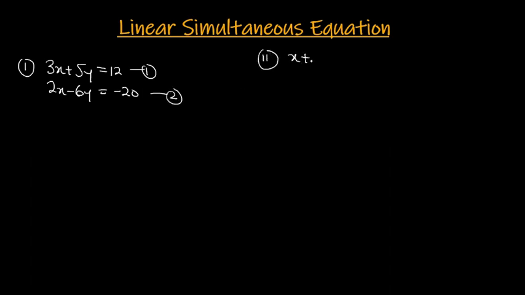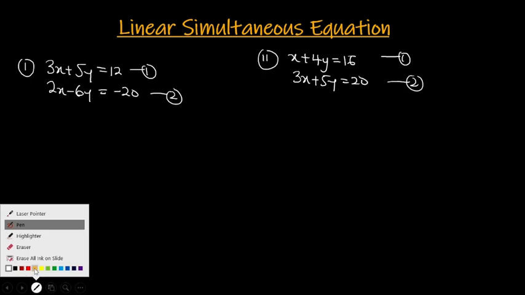Then we have II. We have x plus 4y is equal to 16. And then 3x plus 5y is equal to 20. This is equation 1, our equation 2. Alright, so let's solve the first example using the elimination method.